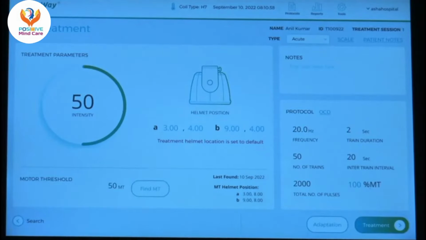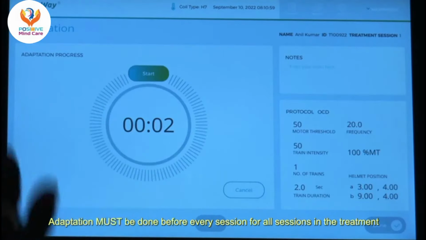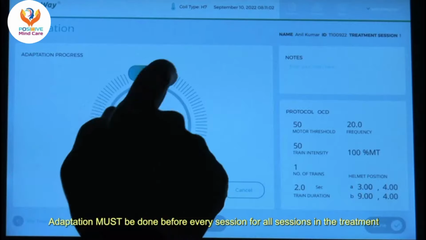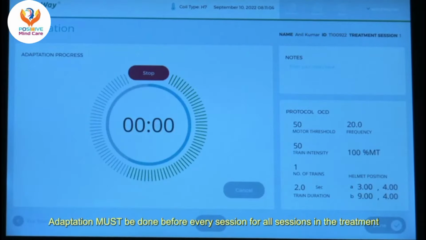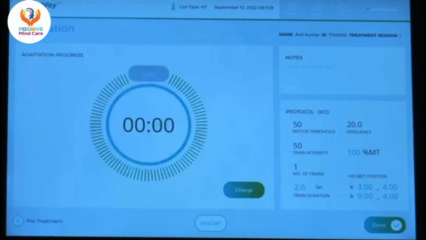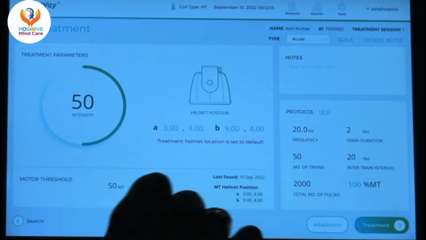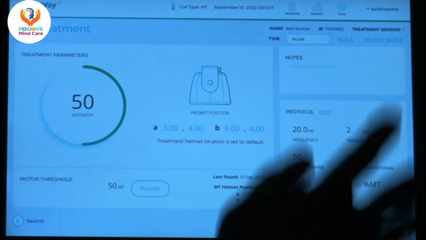Now everything is set. You see here 2 small buttons, one is adaptation and the other is treatment. First we will generally try whether the patient will be able to take it, how comfortable he is, like that. Let me do that. If he is comfortable, then we will proceed with the treatment. Now I am going to start the treatment for this patient. Right? We will start.